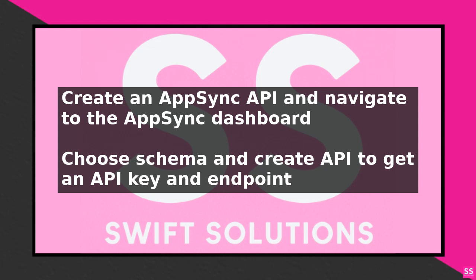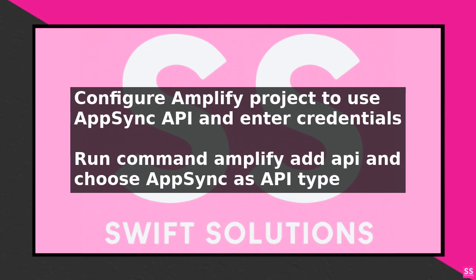After configuring the API, you can start using it in your application. You can use the Amplify API category to interact with your AppSync API. For example, you can use the API to perform CRUD operations on your data.